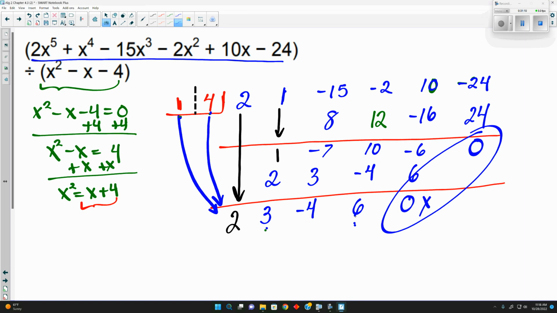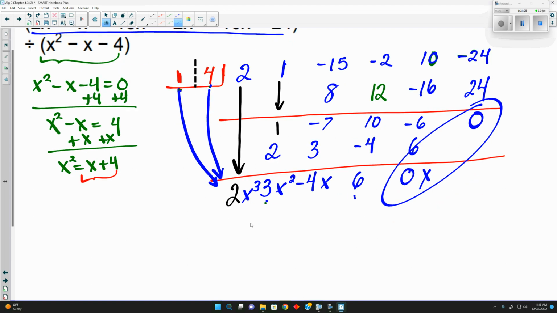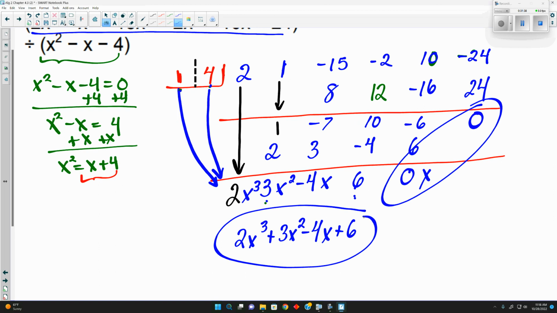Outside still works the same. 6 would be our term without x. Negative 4 would be the term with x. 3 would be the term with x squared. And 2 would be the term with x cubed. Which tells us that our final answer is 2x cubed plus 3x squared minus 4x plus 6. Now there's our final answer.